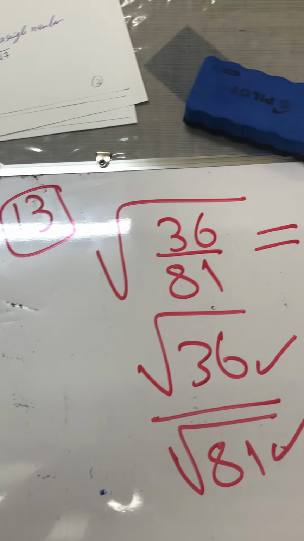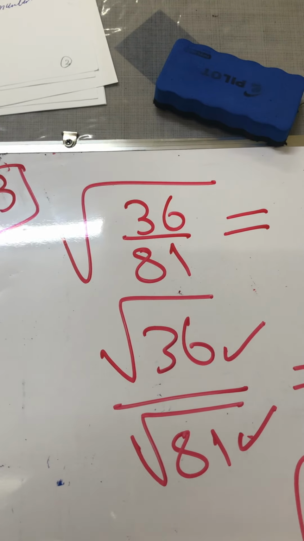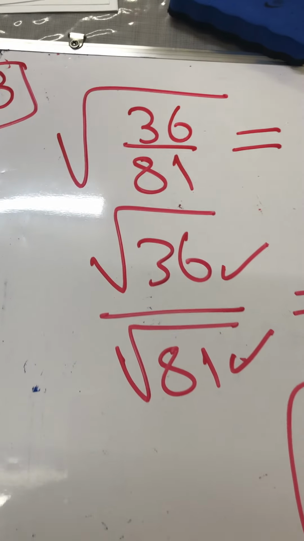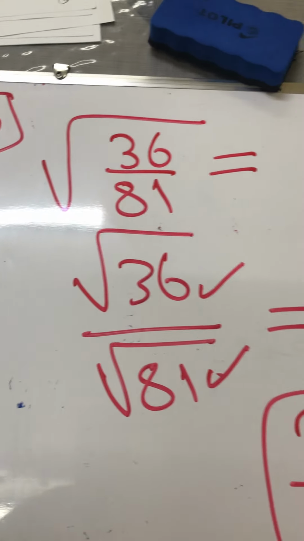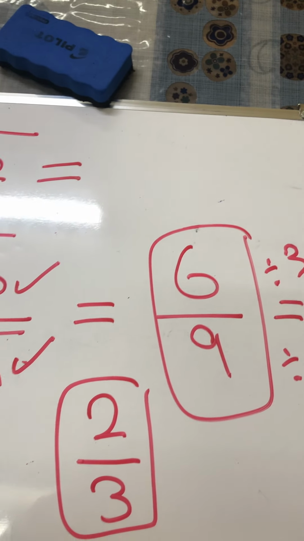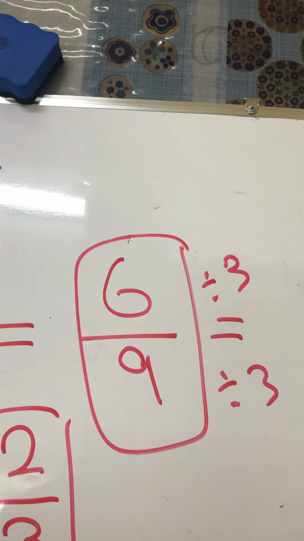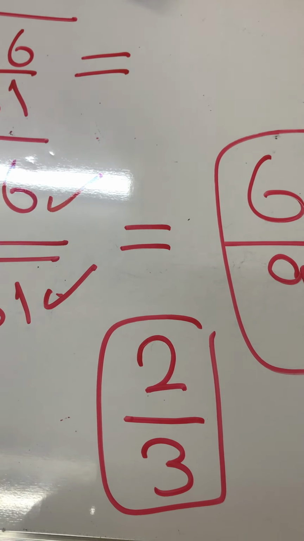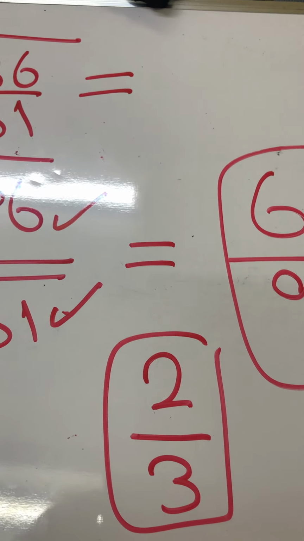So to simplify this fraction under the square root, you will find the square root of the numerator and the square root of the denominator. Square root of 36 equals 6, square root of 81 equals 9. To simplify this fraction, divide by 3 up and down. The final answer is 2 over 3.